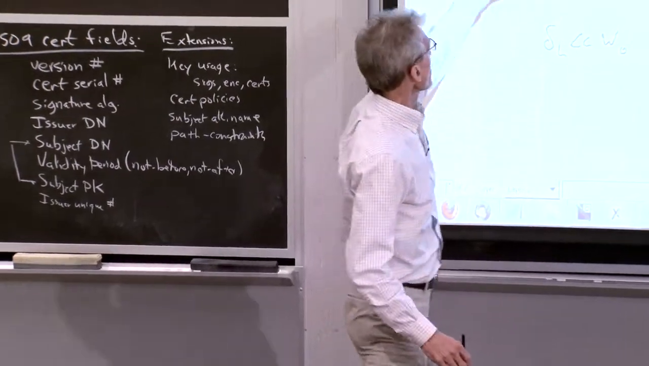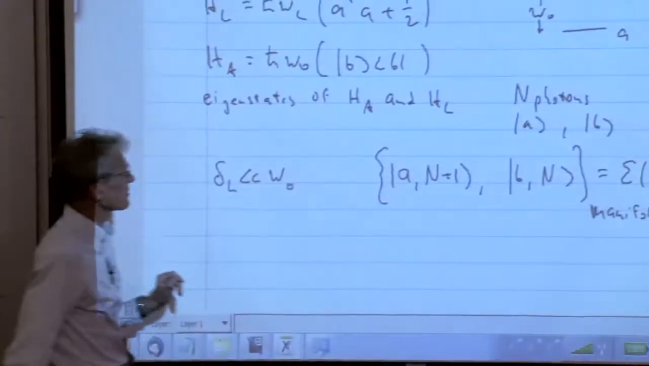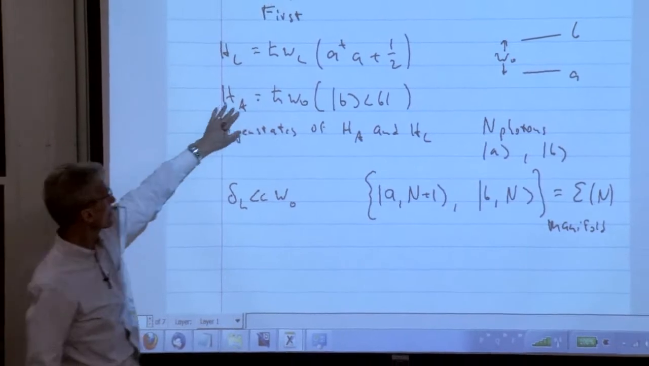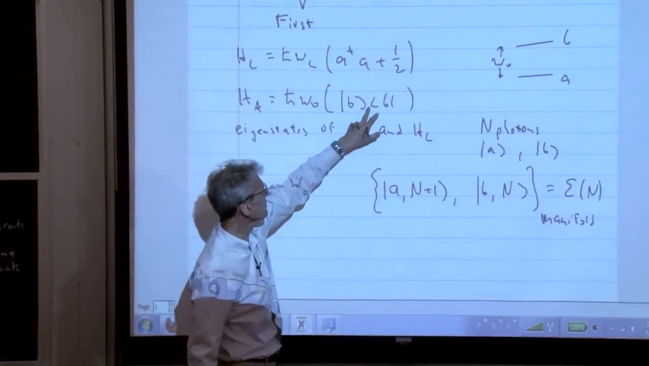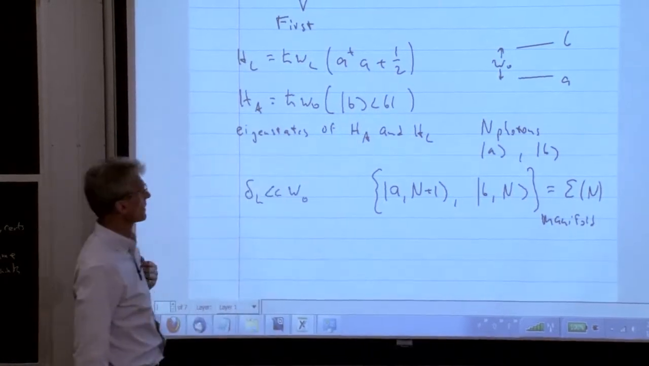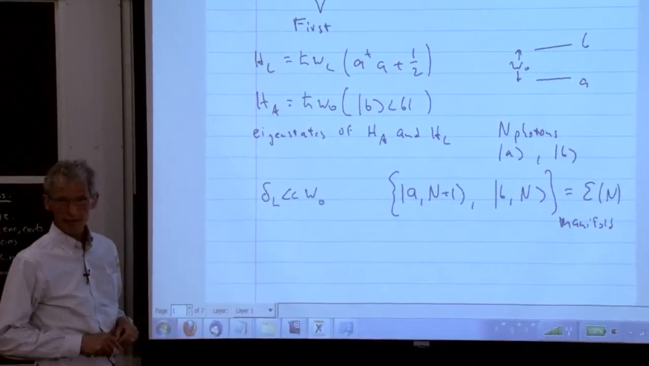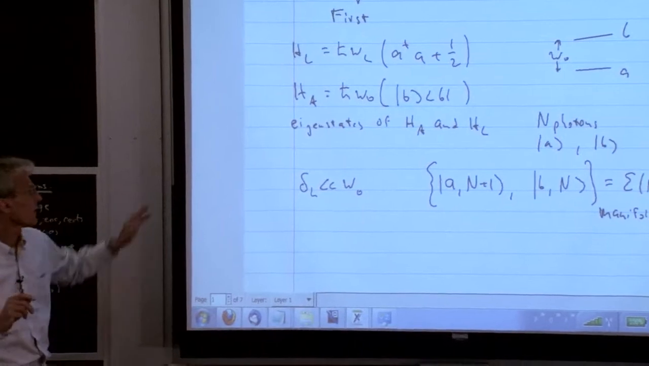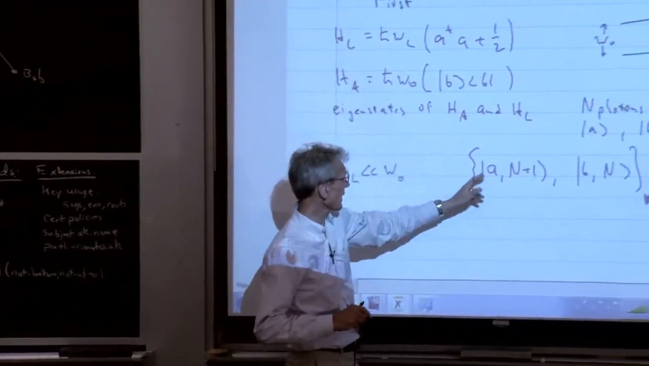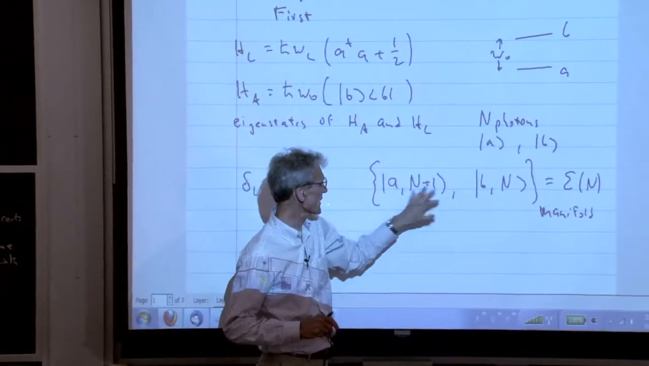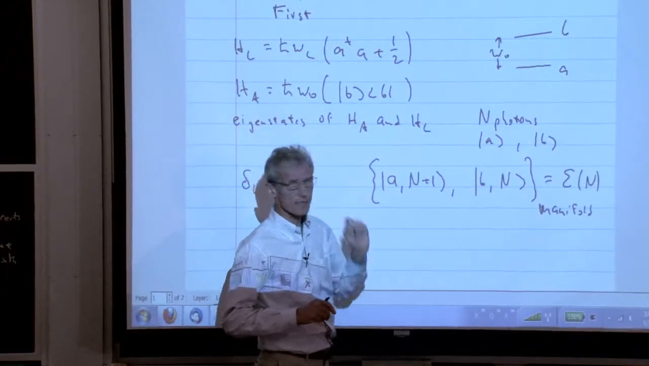So the laser beam is described by the standard Hamiltonian for single mode light. The atom is described by, well, excitation energy omega naught, and B is the excited state. So if we don't have any light-atom interaction, the eigenstates are just product states, an atom in the excited or the ground state, and N is the photon number.